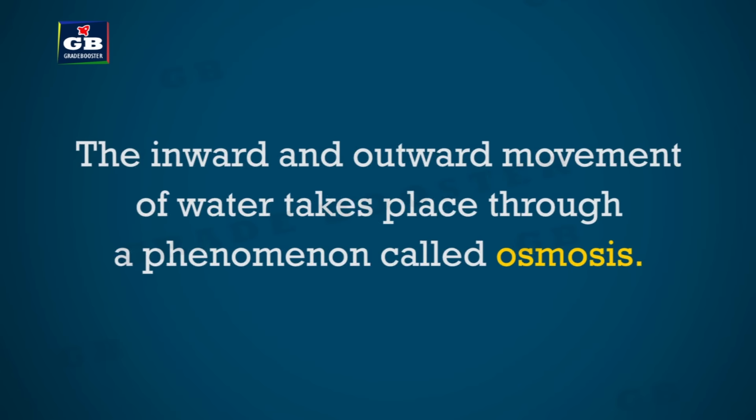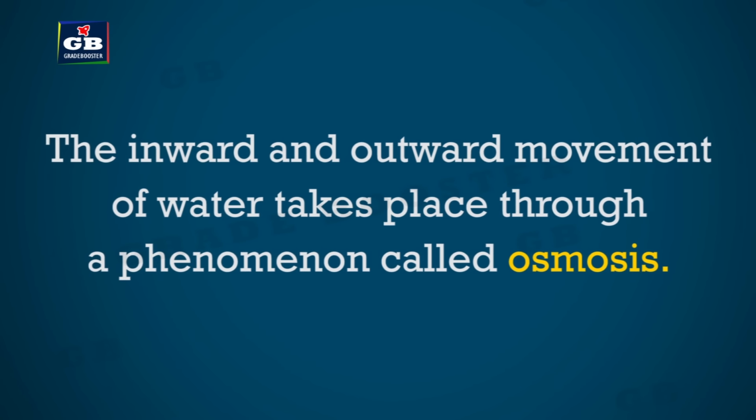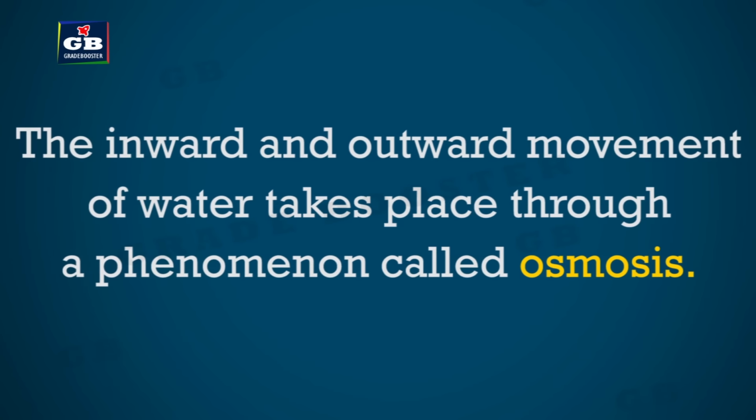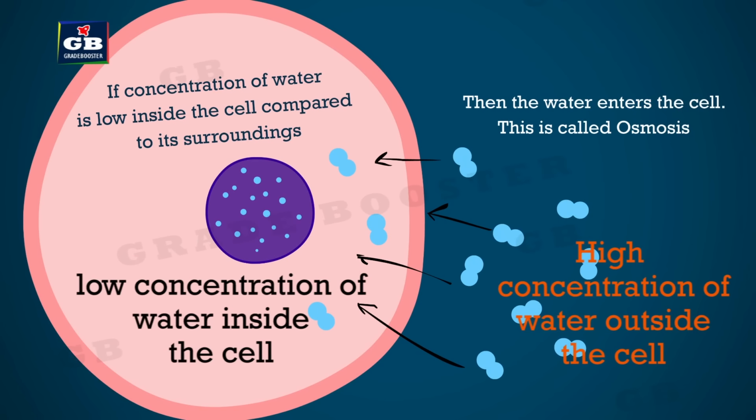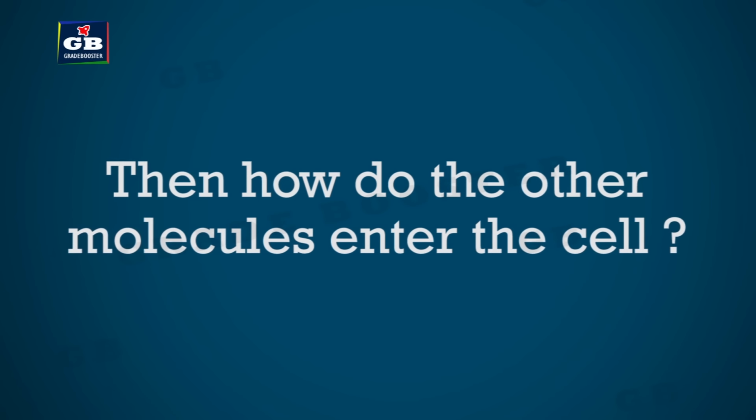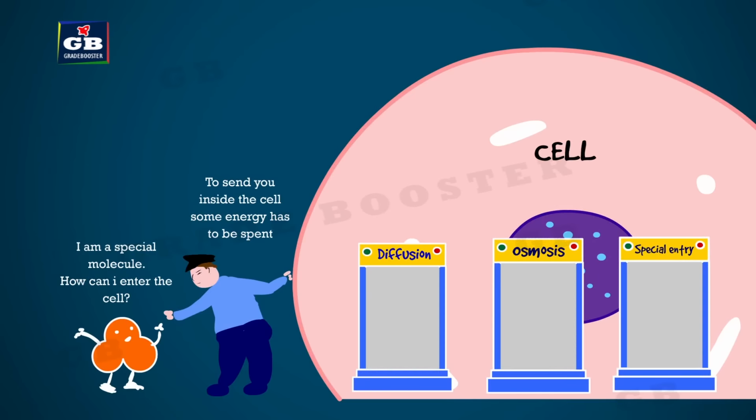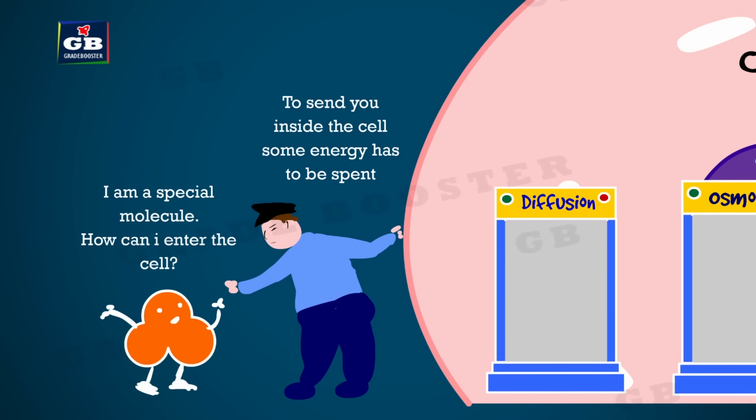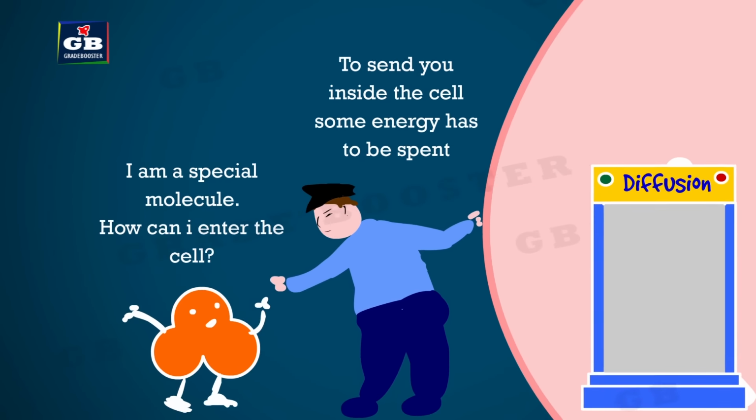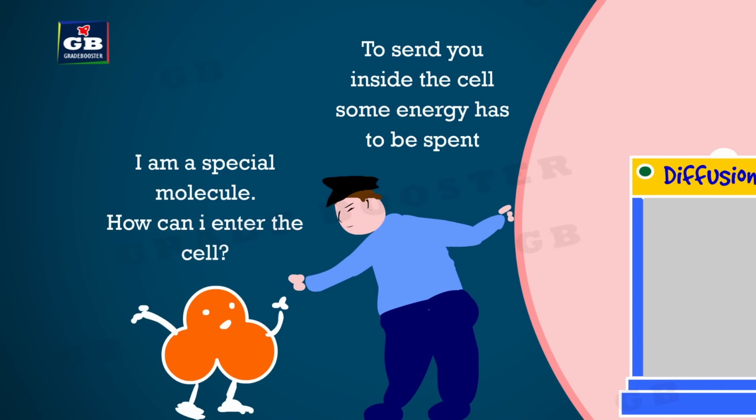There is one more phenomenon through which the exchange of water takes place between the cell and its surroundings. It is osmosis. The movement of molecules through a selectively permeable membrane is called osmosis. The movement of water molecules from a place of high concentration to a place of low concentration through a semi-permeable membrane is called osmosis. But how do the other materials enter the cell? For the transfer of other materials into the cell, energy is required. This kind of transport is called active transport.